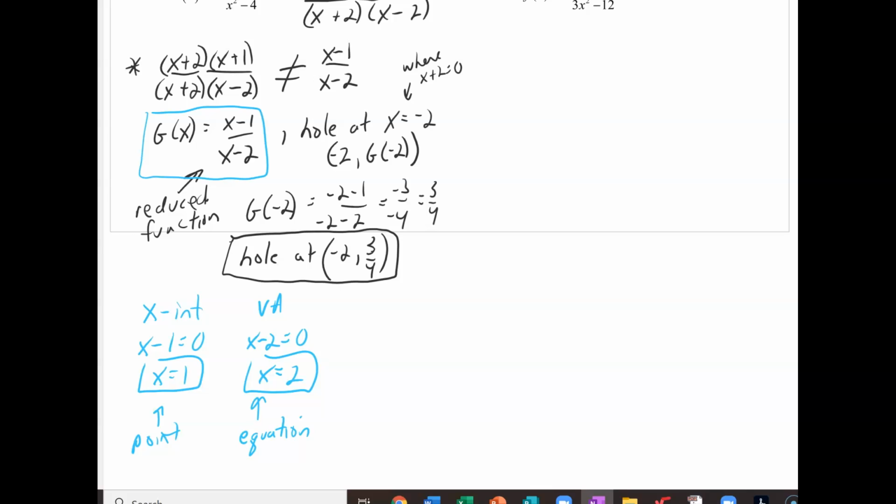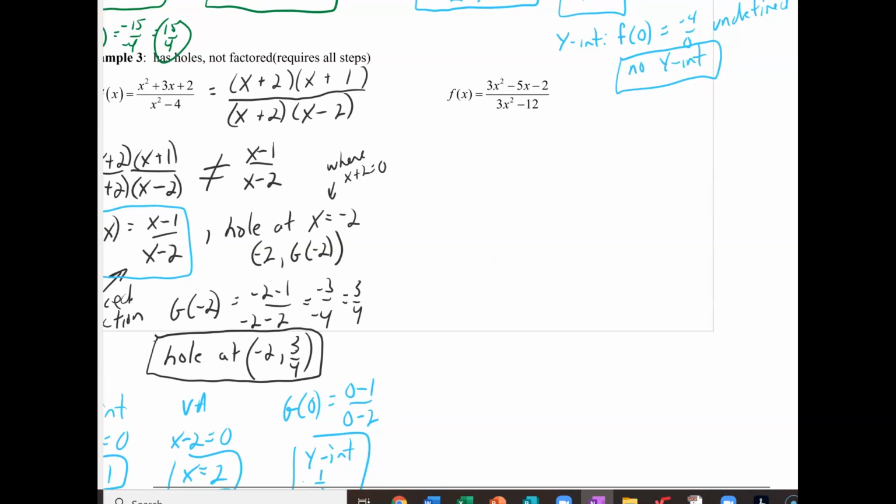All right, and then the last thing would be the y-intercept. So we can do this in the reduced equation. G of 0 would be 0 minus 1 over 0 minus 2, which is 1/2, so the y-intercept is 1/2. And there it is. We've got a hole for this one, x-intercept, y-intercept over here, and then the vertical asymptote. All right, let's try the next one. So why don't we pause the video and you guys give it a try.